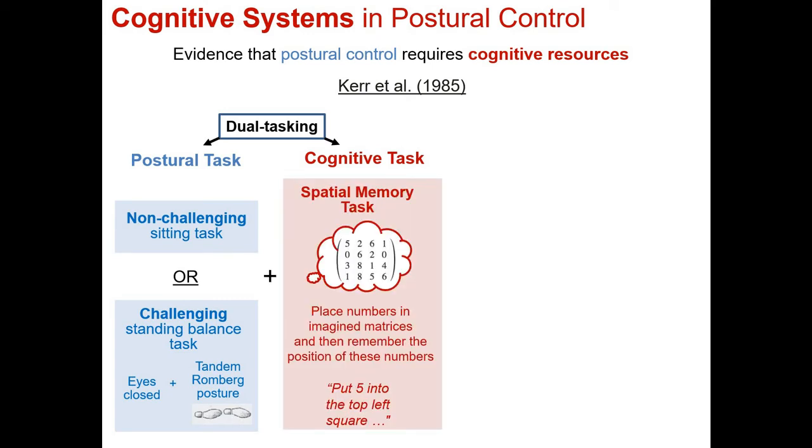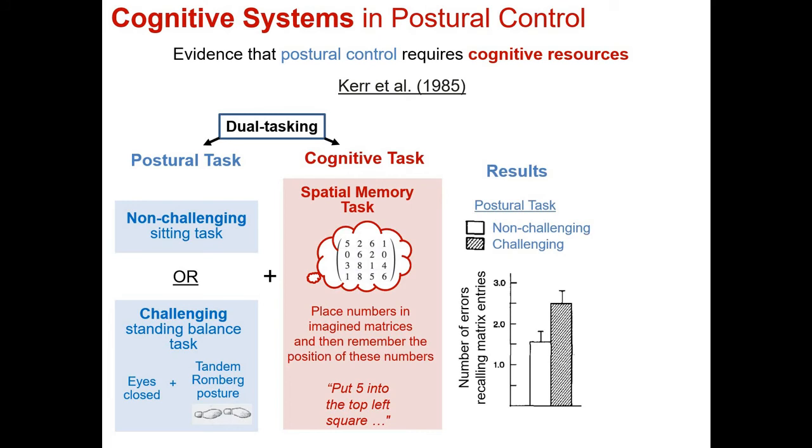The cognitive task that Kerr investigates involves a spatial memory task. Participants were asked to visualize a matrix of numbers in their head. The task was to add numbers to the matrix as they were given to them by the experimenter. The participants had to remember the positions of the numbers in the matrix as well as the numbers themselves. For example, the experimenter might say, put the number 5 in the top left slot of the matrix, and then you would have to visualize the matrix and put that particular number in that particular slot in the matrix.